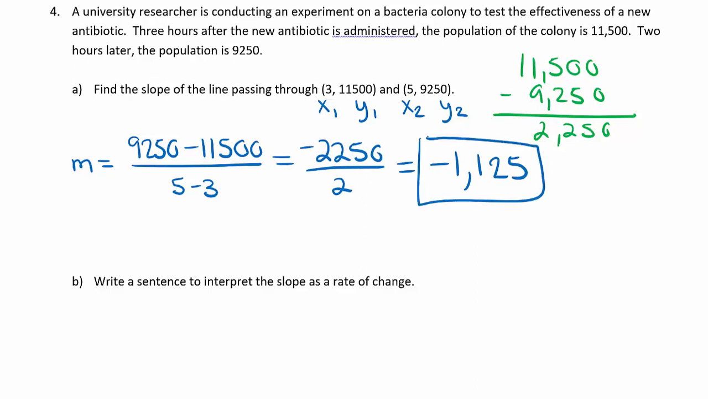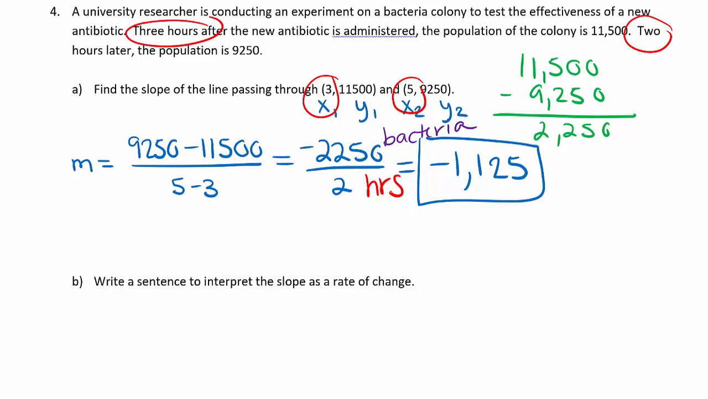Part B is asking us to interpret slope as a rate of change. And slope is always some kind of rate of change. It's always how are the y's changing with the x's. So the easiest way to do part B, I think, is to figure out what are the units. And so notice the y values. Those are populations. Population of a bacteria colony. Whereas the x values, 3 and 5, describe the time, and that would be hours after we administer this bacteria. So that tells me that the units of my slope is actually bacteria per hour.